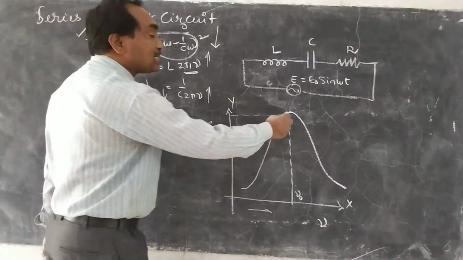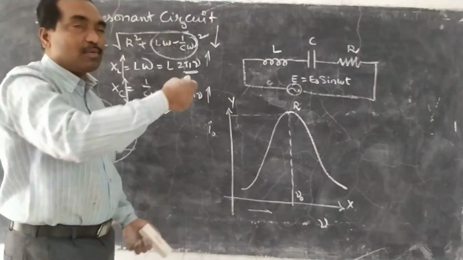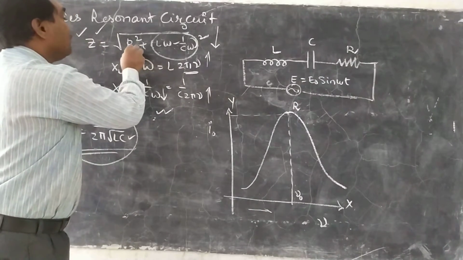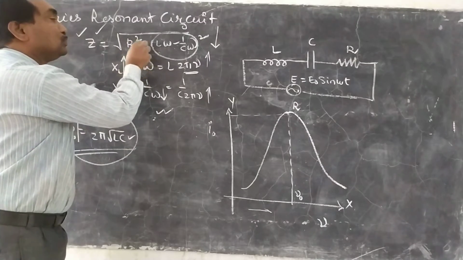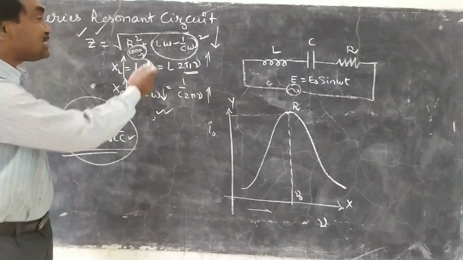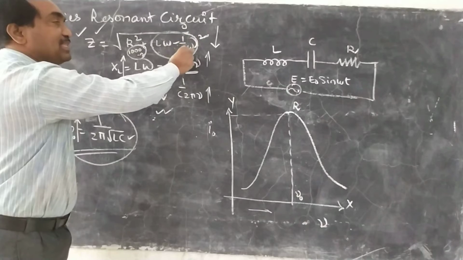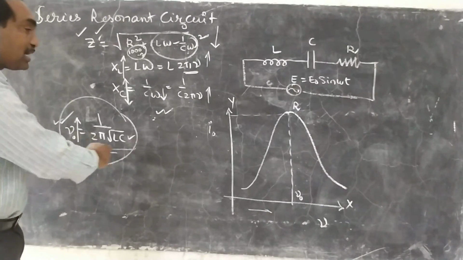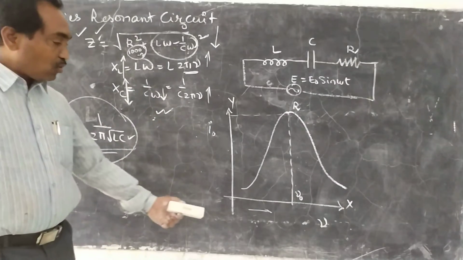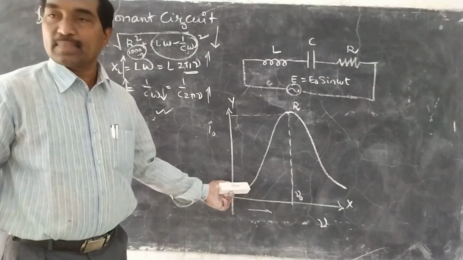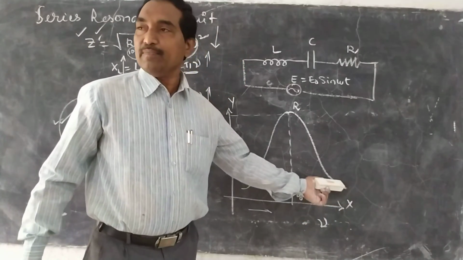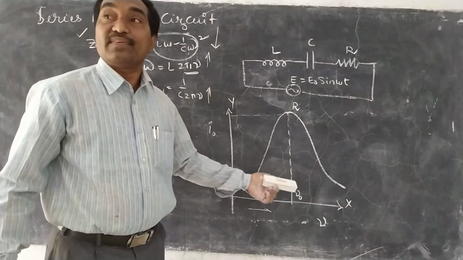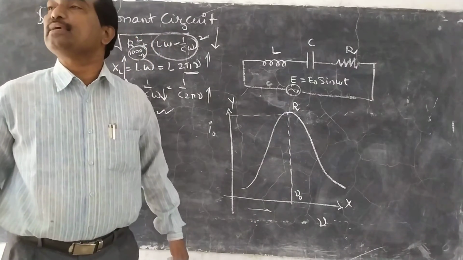This is for a particular resistance R. For example, it may be taken as 1000 ohm, and this is constant. When frequency changes, L omega minus 1 by C omega changes. Correspondingly impedance changes, therefore current changes. So at low frequencies current is minimum, and at high frequencies also current is minimum. At some frequency current is maximum. This frequency is called the resonant frequency.